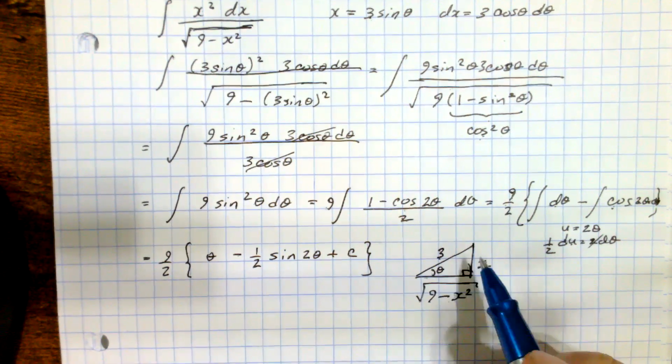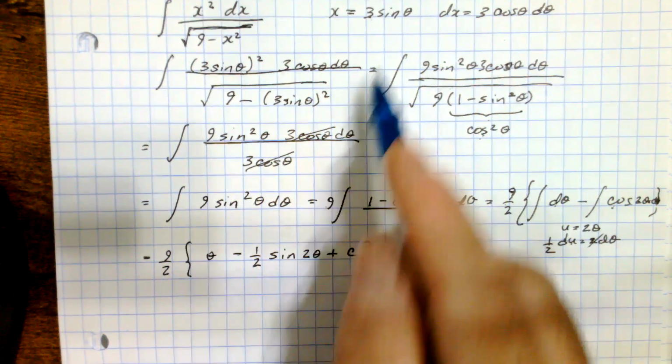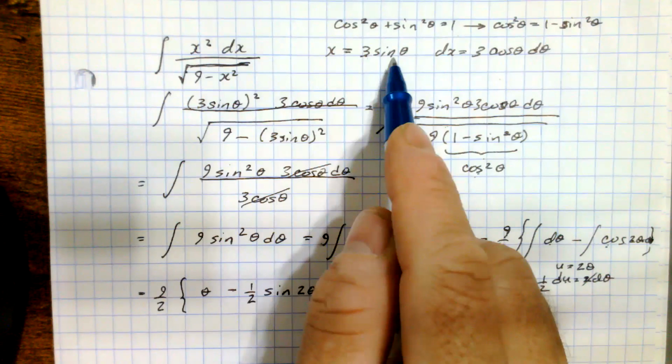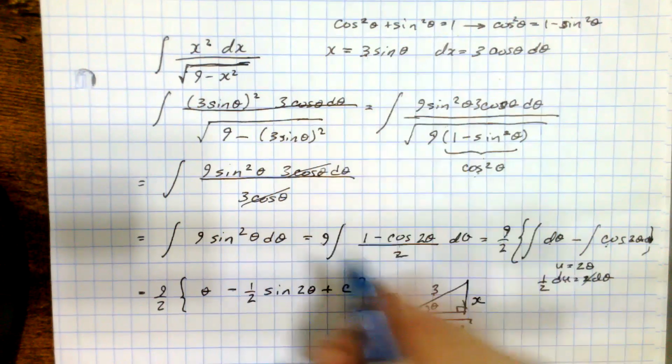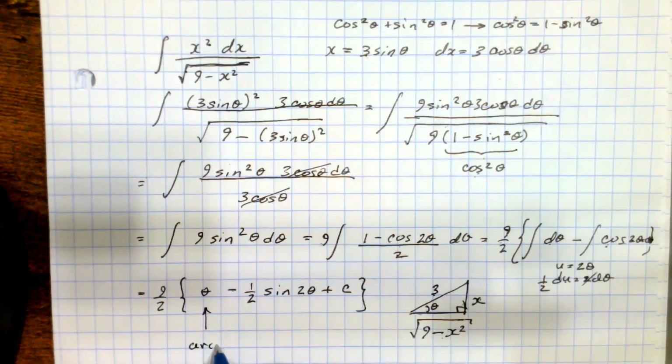For the theta part, that's actually just going to be found directly from our original substitution. We're just going to solve for theta individually here. So this part is going to be equal to the arc sine, or sine inverse, of x over 3.